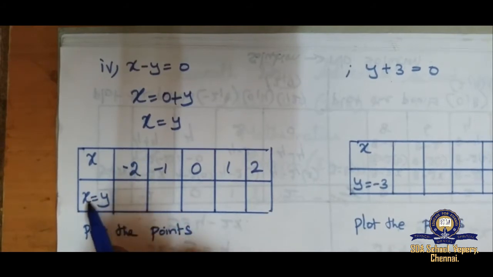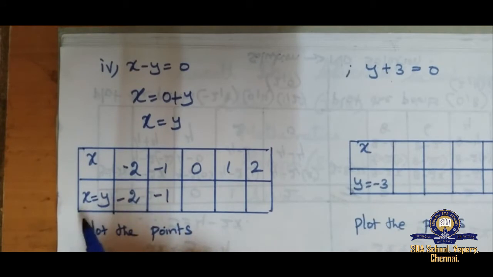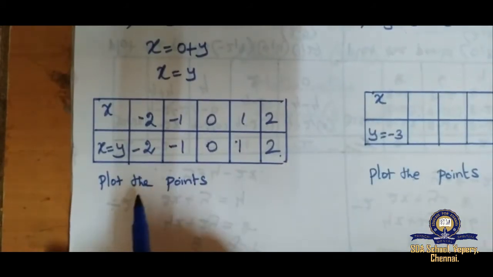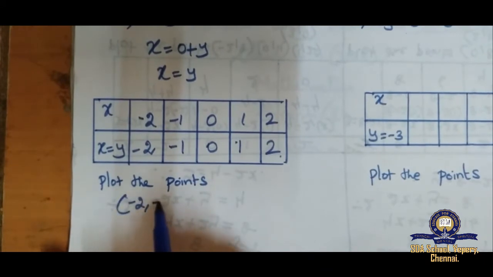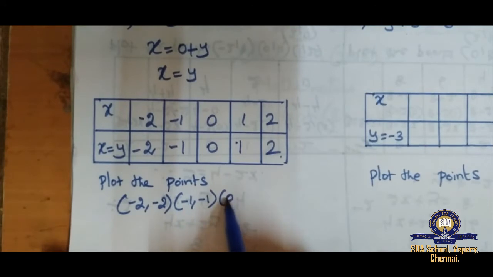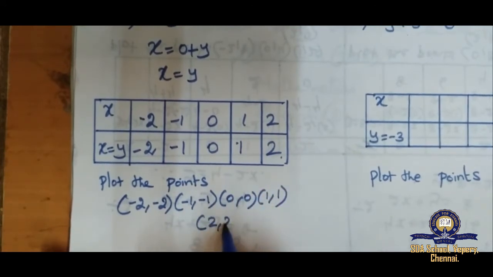If I take x equal to minus 2, y is also minus 2. If I take x equal to minus 1, y becomes minus 1. If I take x equal to 0, y is also 0. If I take x equal to 1, y is equal to 1. In the same way, x equal to 2 means y is equal to 2. So here I am going to plot the points minus 2, minus 2, minus 1, minus 1, 0, 0, 1, 1 and 2, 2.